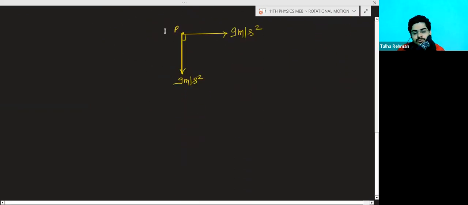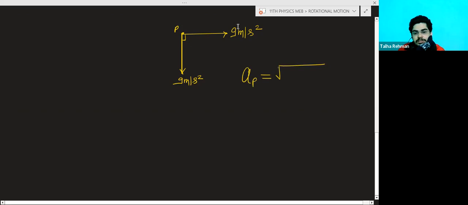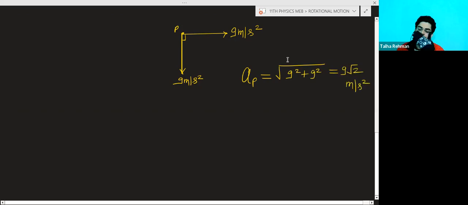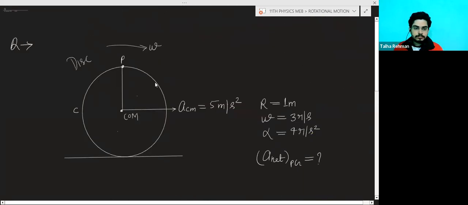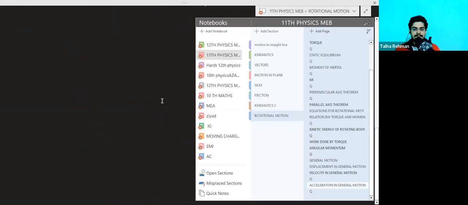Now do the vector summation of this. If you want to find the net acceleration at point P, that will be the vector summation of this and this. That will be root of 9 square plus 9 square, which becomes 9 root 2 meter per second square. Write down from here.